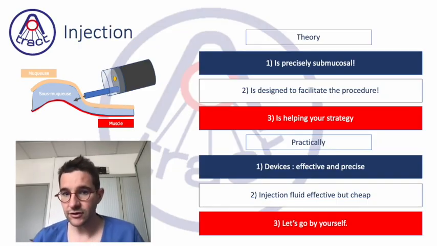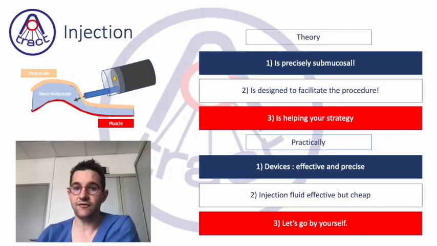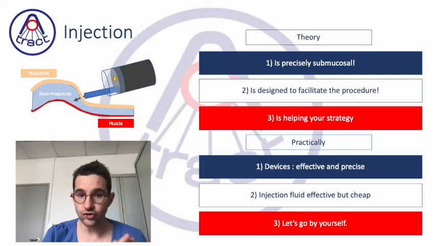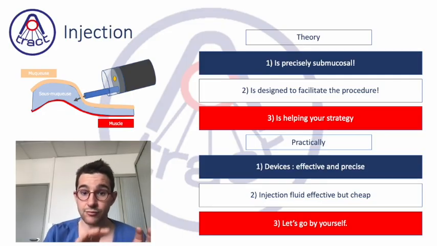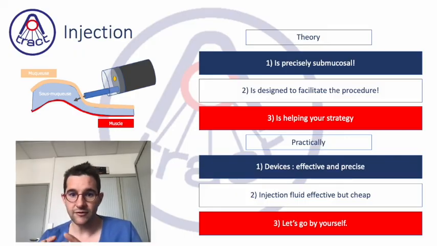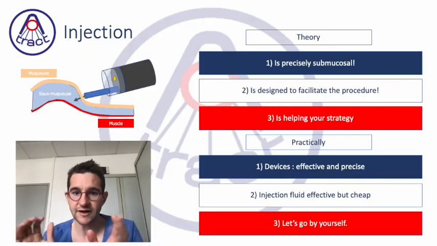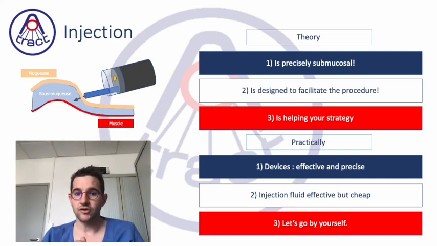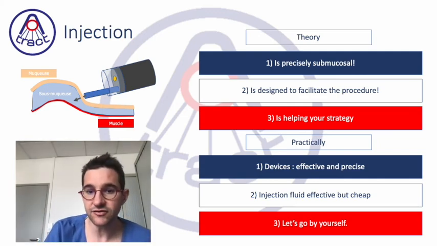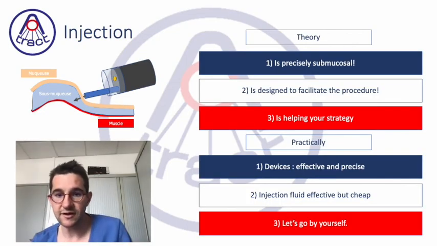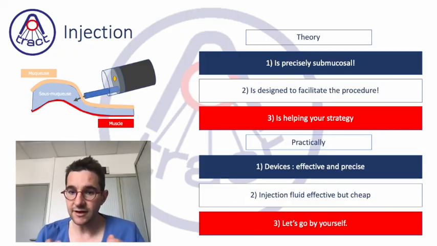You have to define your strategy from the beginning and then think of your injection to help your strategy. You should choose devices that are effective, precise, and responding to what you want. If you want to have a big flow, you should have a large needle. If you want to be very precise but you don't care about time, a smaller one will be easier to insert into the mucosa. The injection fluid should be effective but if possible cheap. For example, glycerol mix or hydroxyethyl starch are very good candidates.